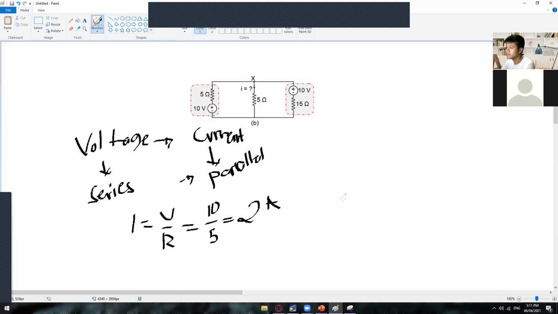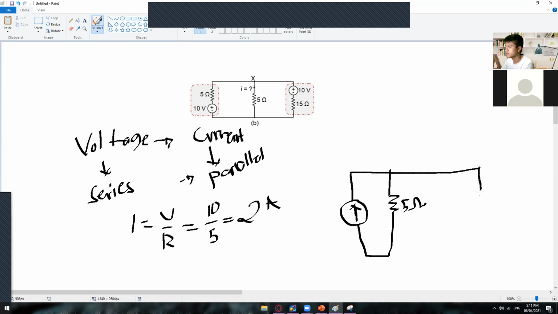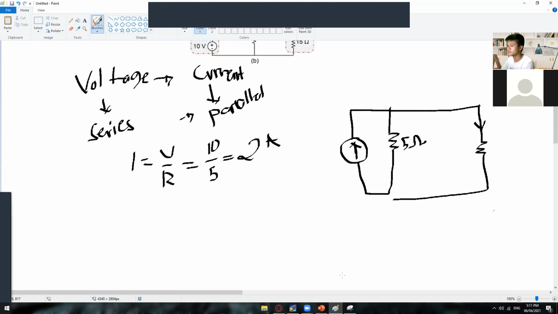If you're going to transform this one, we will have a parallel connection. Wherever the positive polarity is, that is where the direction of the current will go. So we now have the current source and a parallel connection. It will still retain the value of your resistance, which is 5 ohms, and the middle part will stay the same.